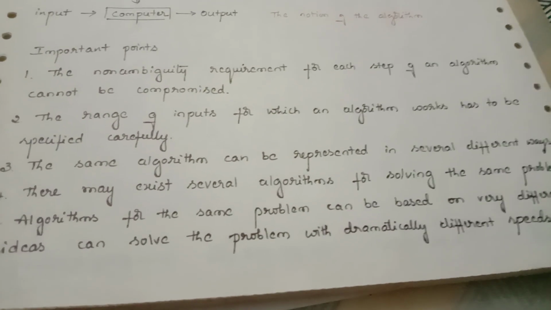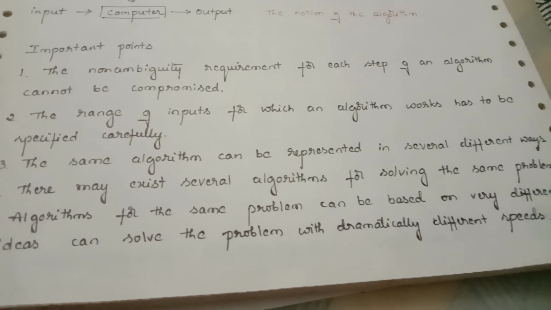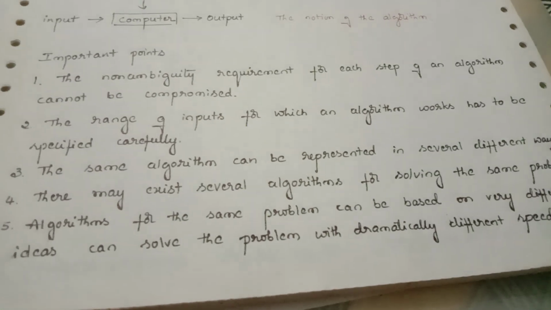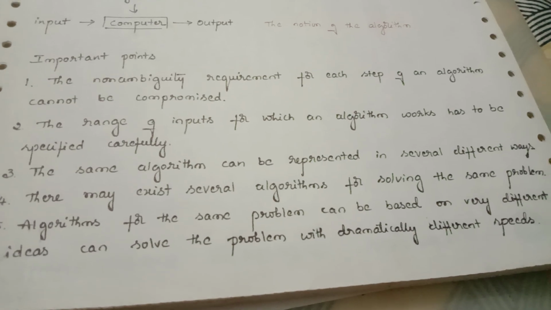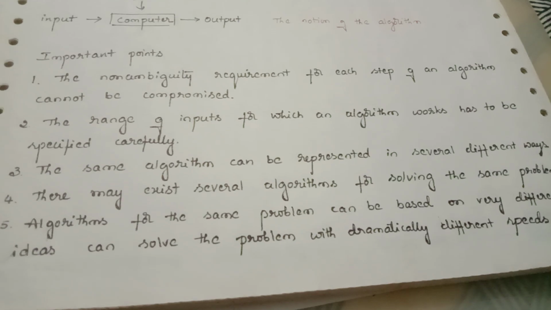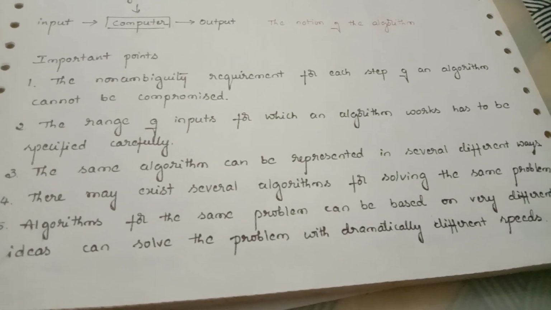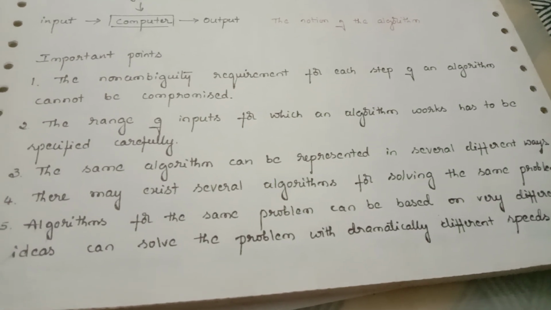That is, we have to mention only for what input our algorithm is working, and for the rest of the things our algorithm is not at all working. And the third thing is the same algorithm can be represented in several different ways. So the procedure, the instructions and everything of the algorithm will be the same, but we can represent it in different ways.